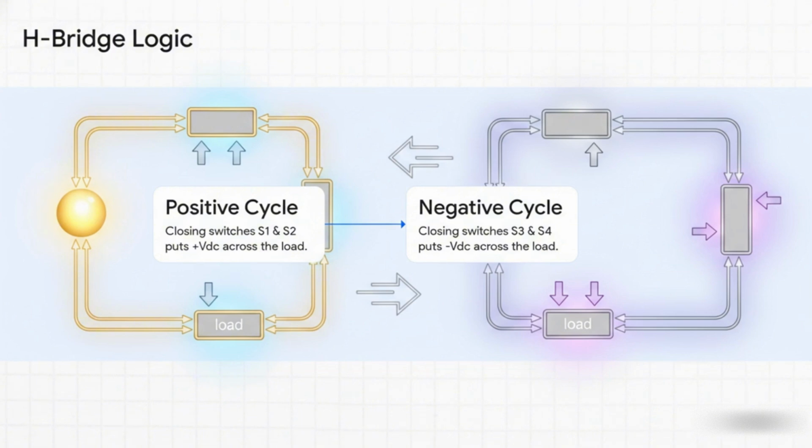Simple enough? Now, for the other half, we open those 2 switches and close the other diagonal pair, the bottom left, S4, and the top right, S3. This time, the current flows through S4, goes across the load in the opposite direction, from right to left, and returns through S3. Now we have a negative voltage. And just by flipping back and forth between these 2 states, we've done it. We've created an alternating current.